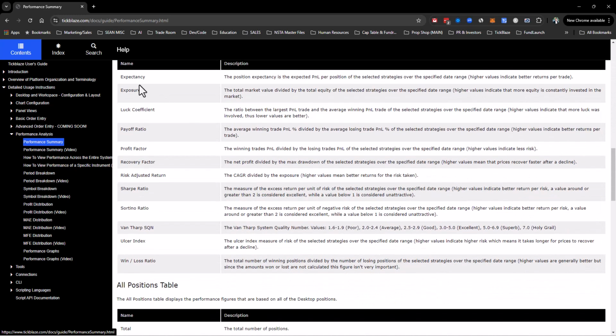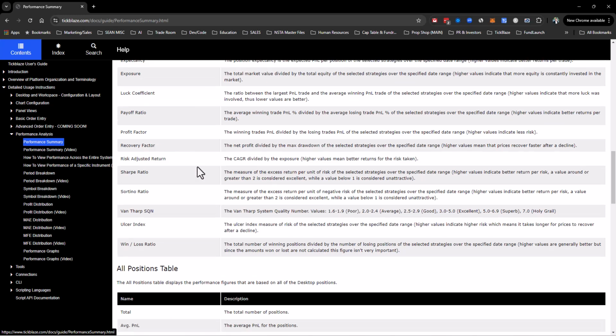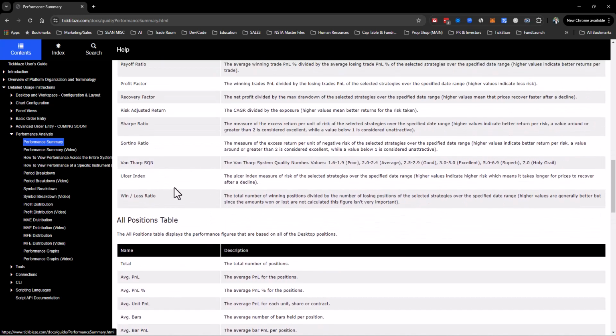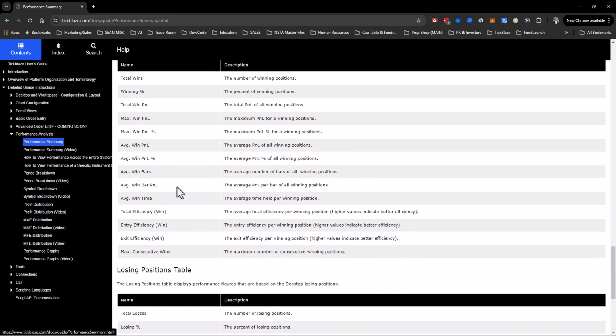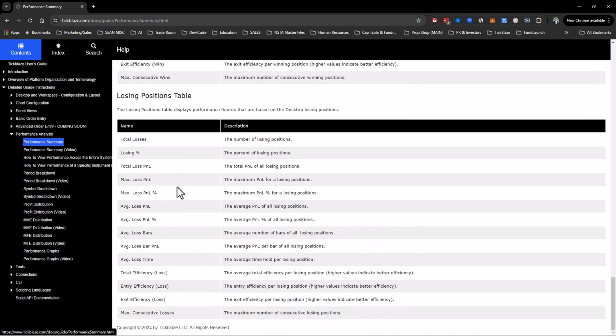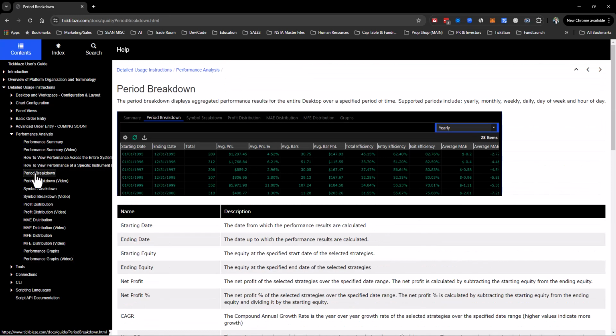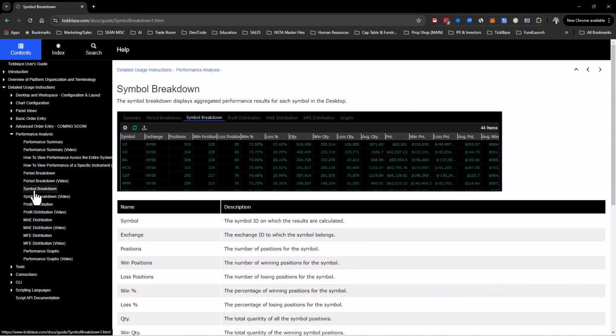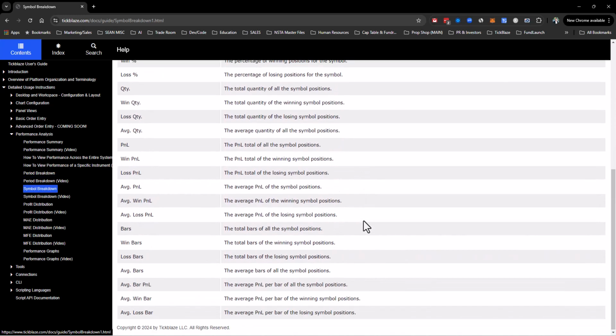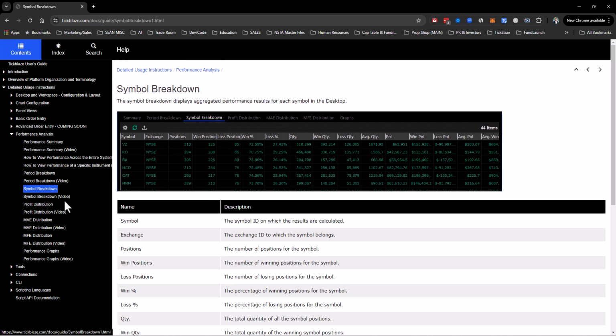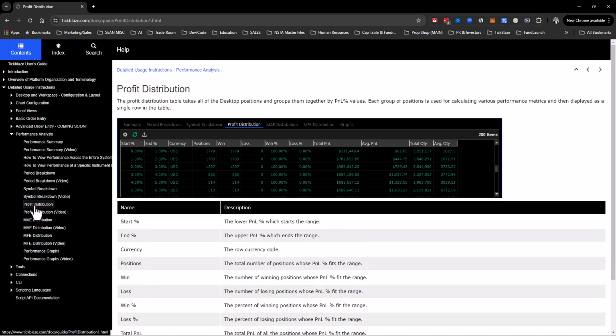If you want to actually come in here, and what is expectancy, right? What is your profit factor, right? What is your win-loss ratio? Right, these things. And this is going to be very important if you're new to data analysis or if you're new to KPIs. We can go through all the different aspects in here, right? If you want to look at period breakdown, you can assess what is the period breakdown, right? If you want to look at the symbol breakdown, it's going to give you a detailed description of literally everything that is inside of the Tickblaze platform. It's a really big piece of software which has a lot of metrics that are very, very comprehensive.